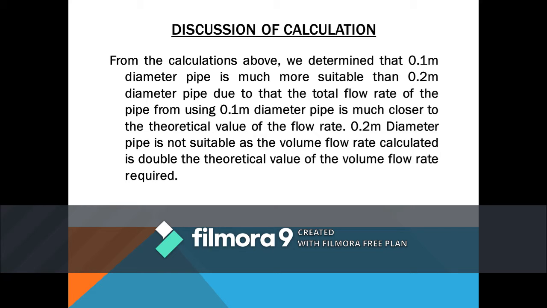From the calculation above, we determine that the 0.1 meter pipe is more suitable than the 0.2 diameter pipe, due to the total flow rate of the 0.1 diameter pipe being much closer to the theoretical value of the flow rate.